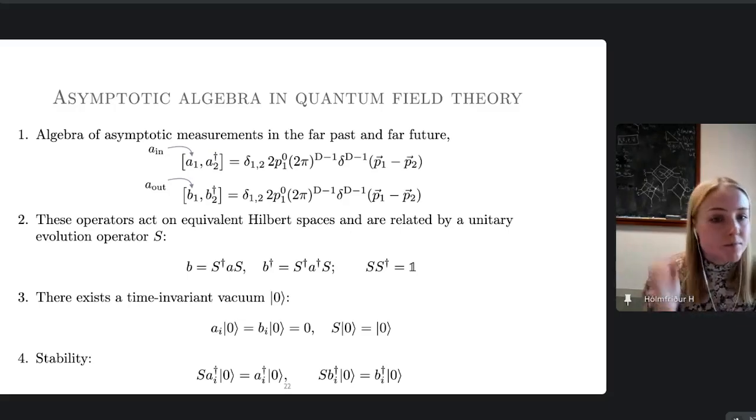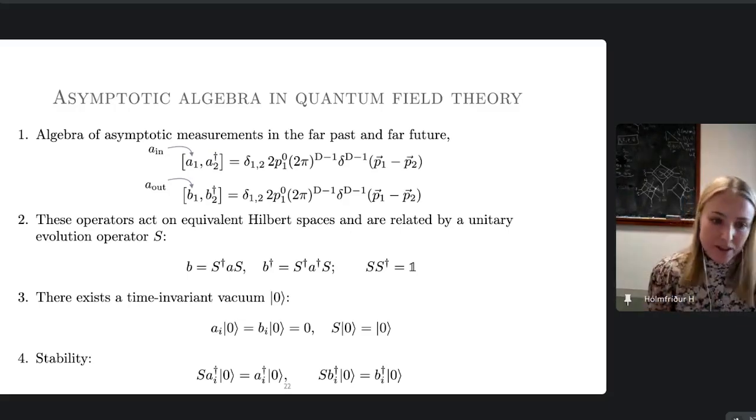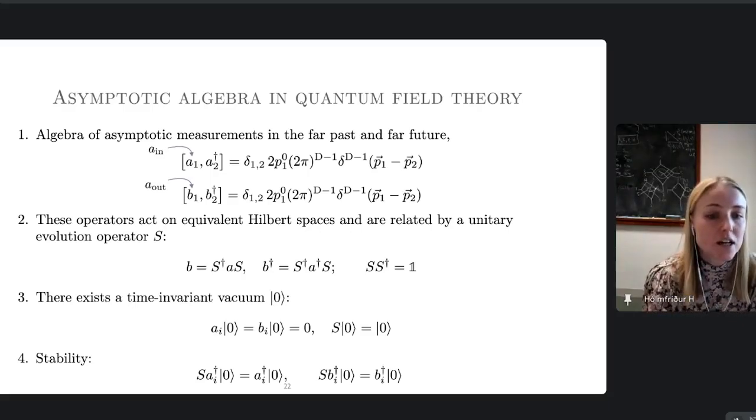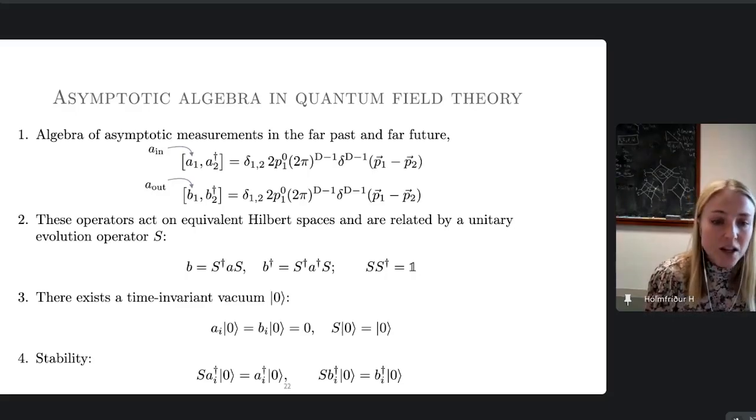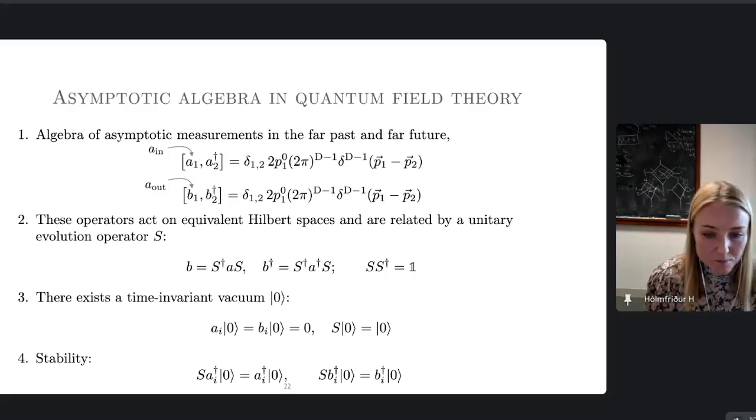Of course, you are in the Heisenberg representation. We are, yes, exactly. We're in the Heisenberg representation, and that's part of point 2 here, that we take as an axiom that these operators act on equivalent Hilbert spaces and that they're related by a unitary evolution operator. And so B is given by S dagger A S, and similarly for B dagger. We also assume that S is unitary, so S dagger S is 1. We assume that there exists a time invariant vacuum that we call 0. So S leaves the vacuum invariant, and the annihilation operators annihilate the vacuum, as usual.